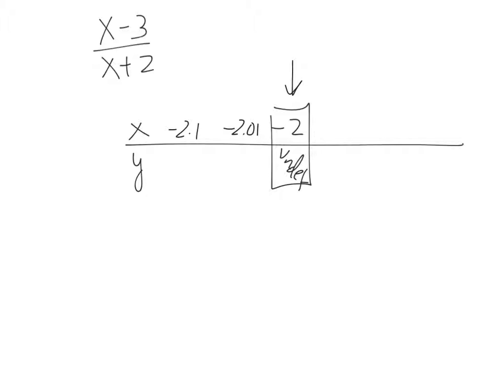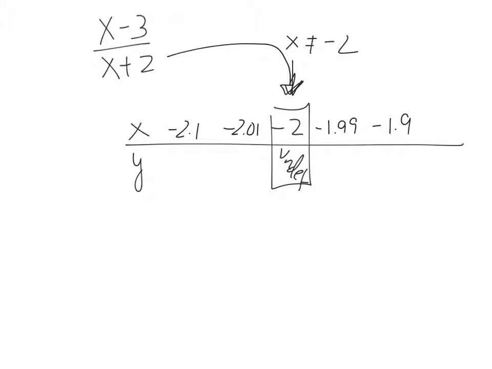Because the bottom was x plus 2, the undefined piece is going in there. X can't equal negative 2, so we're going to put that in the middle of this table. Then we're going to go slightly to the left of that and slightly to the right of that. And when I say slightly, I mean by about a hundredth and a tenth.